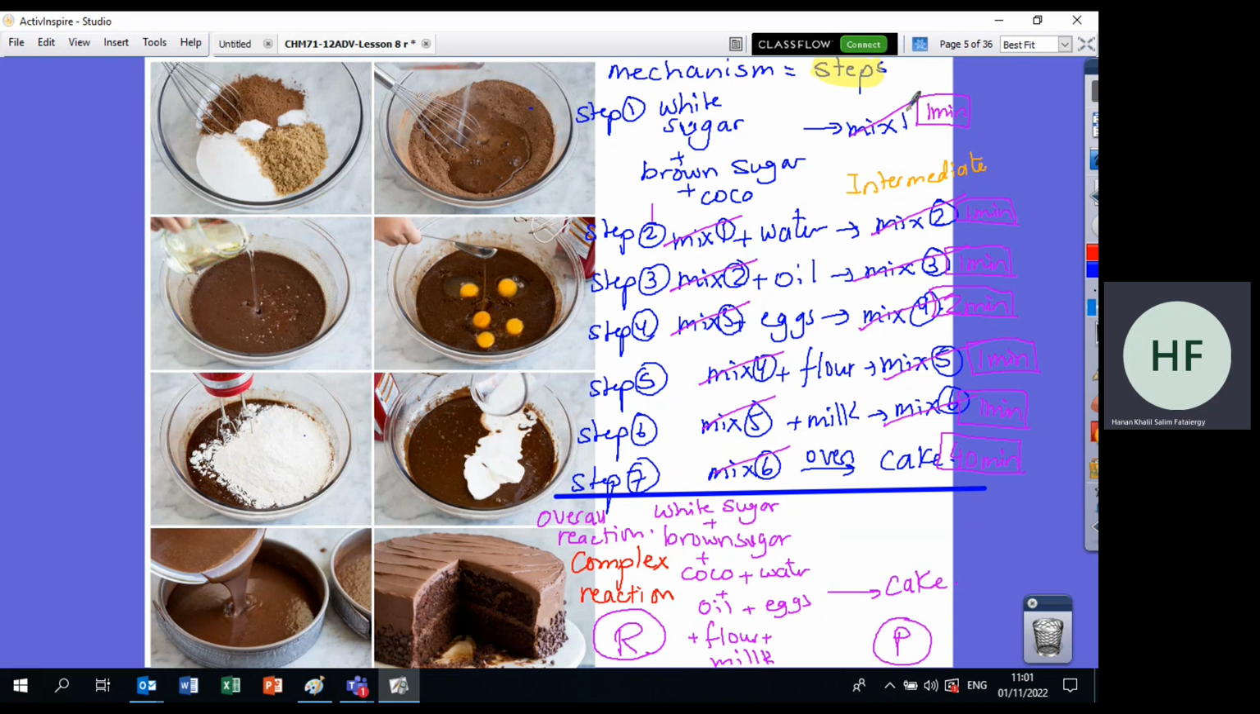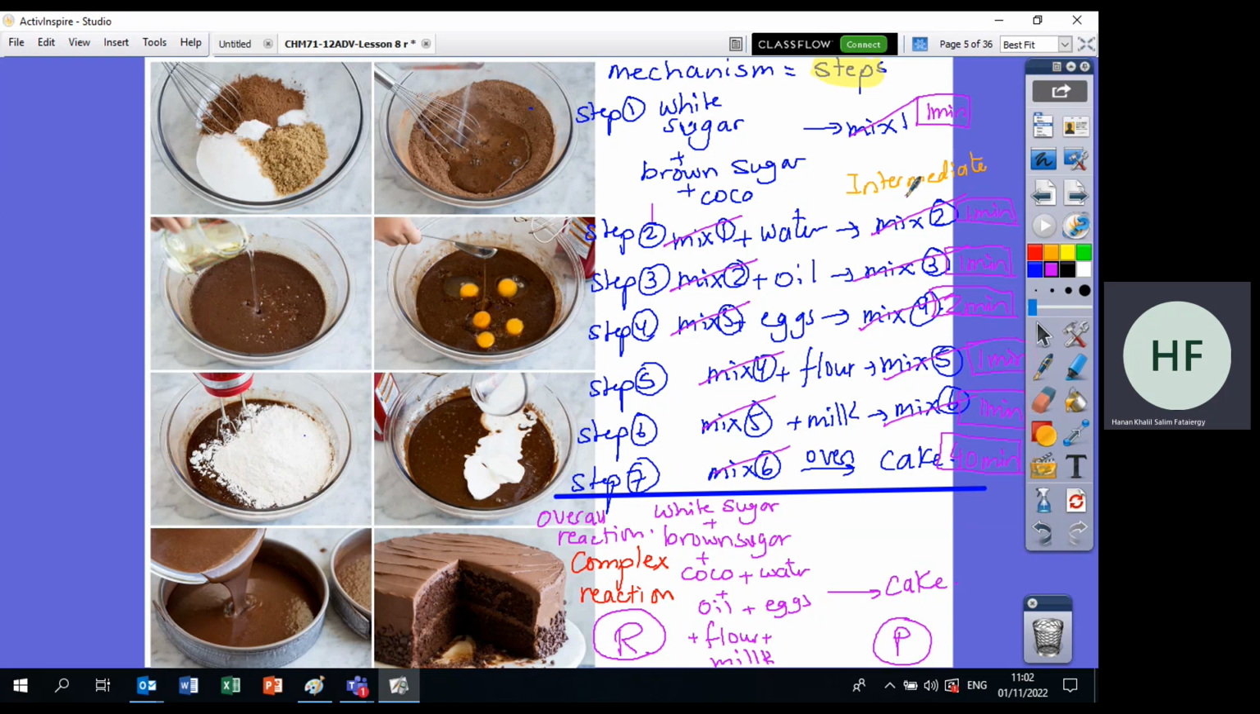Where is most of this time spent? It's spent in the oven. So this is called the slowest step, which takes the longest time. This is the slowest step. I want to ask you a question. Can we bake a cake in 10 minutes? No. Can I make these steps faster? Yes, I can make this step faster. But can I make this step faster?